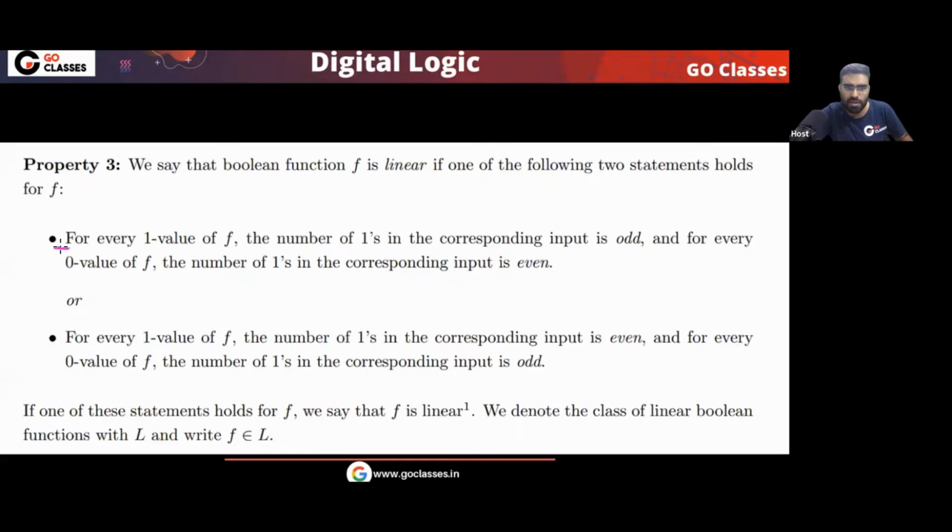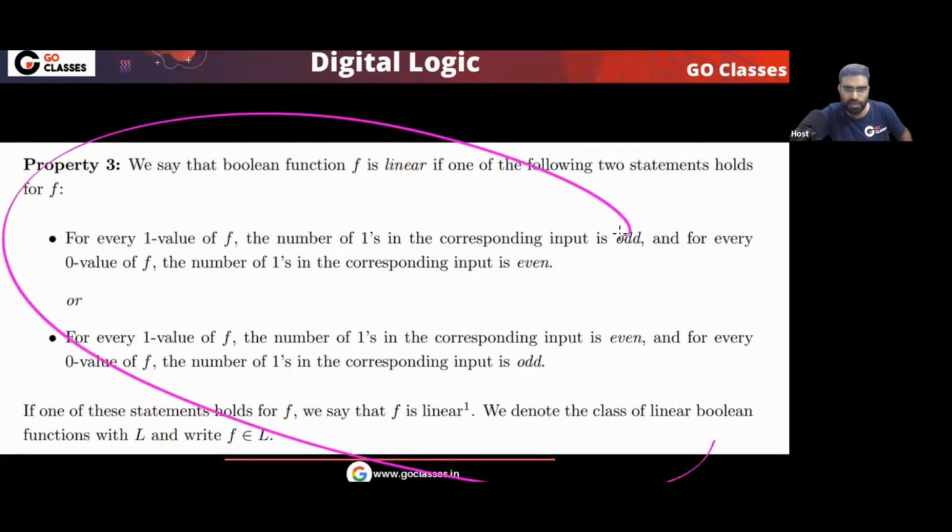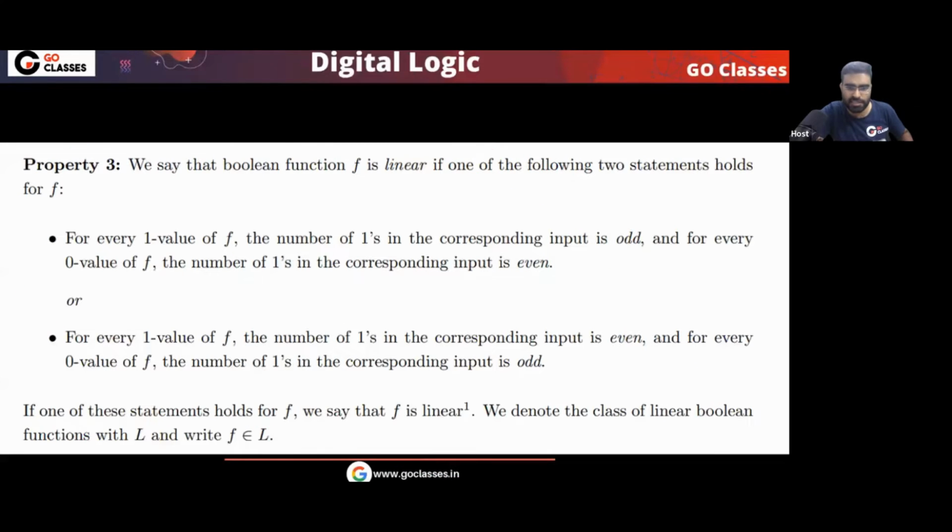What is this saying? For every f equal to 1 row, the number of ones in the input is odd, and for every f equal to 0 row, the number of ones in the input is even. Or, for every f equal to 1 row, the number of ones in the input is even, and for every f equal to 0 row, the number of ones in the input is odd. This definition and examples we have already seen.